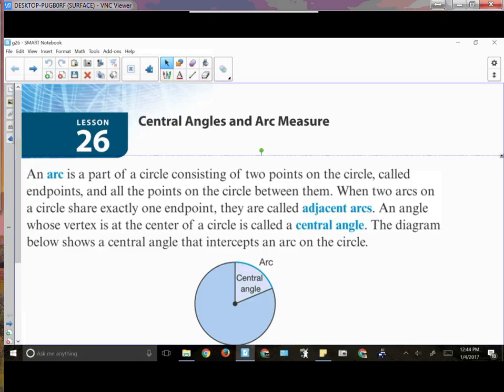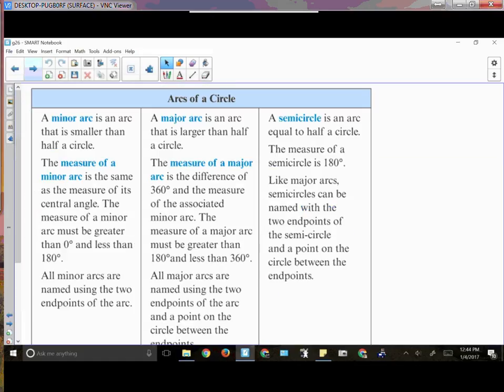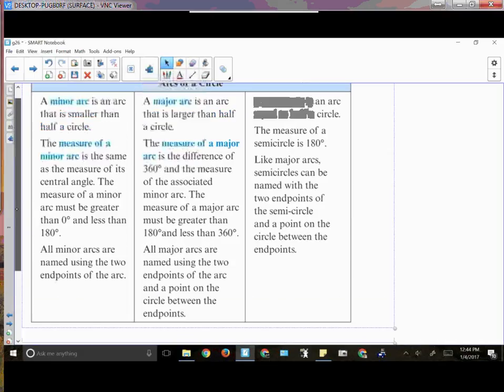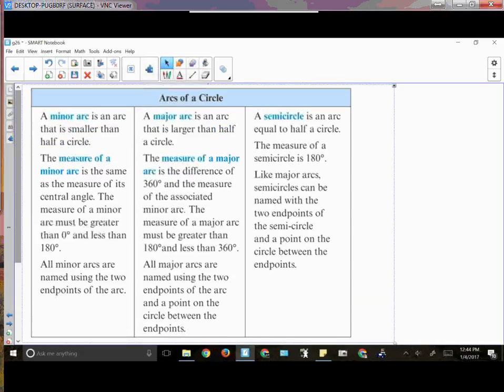These are things that you should probably make sure that you have down. I'll give you a few moments to make sure that you get the stuff down, and just make sure that you identify what's in blue. You don't have to write everything down. Just identify what a minor arc is, what the measure of the minor arc is, major arc, measure of major arc, semicircle. Get that information.